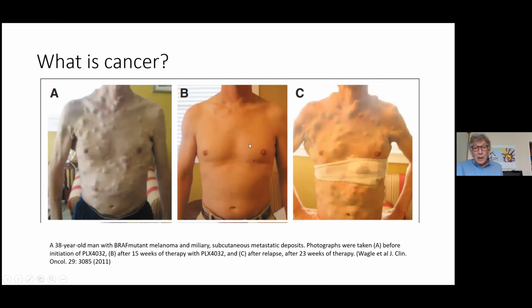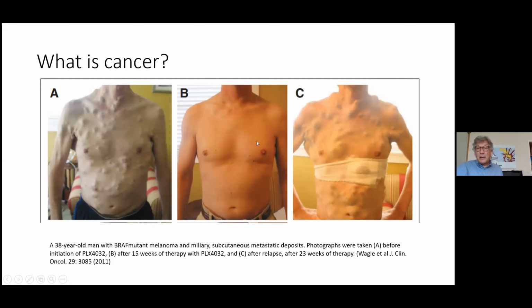And in B, this is the same man treated with a drug against one of the proteins that's responsible for what's gone wrong here in this cancer, and it's called BRAF. It comes from a gene which has been mutated by sunlight, probably, and is driving the proliferation. And you can see the drug works pretty wonderfully, except only 23 weeks later, after therapy, everything comes back.